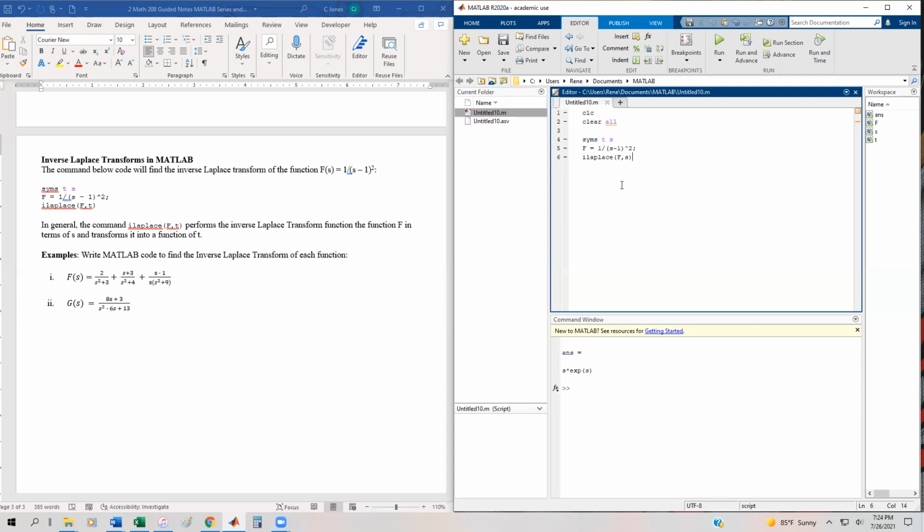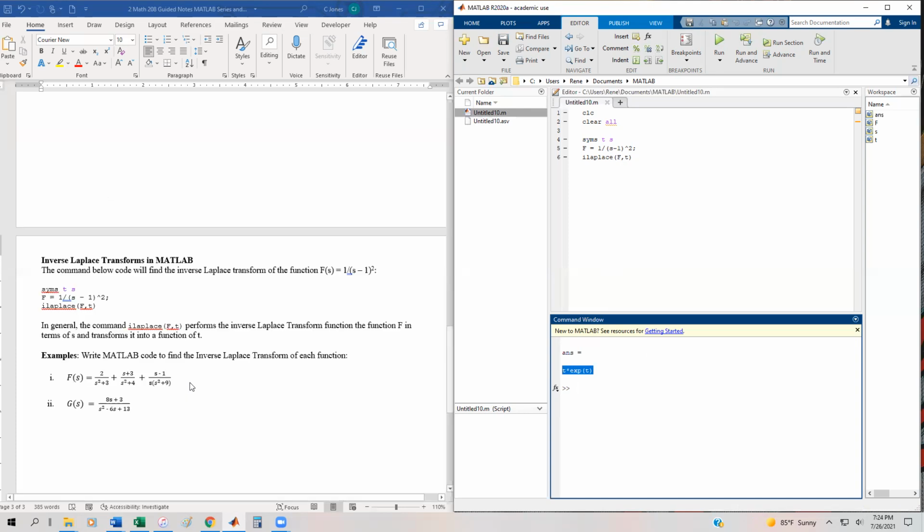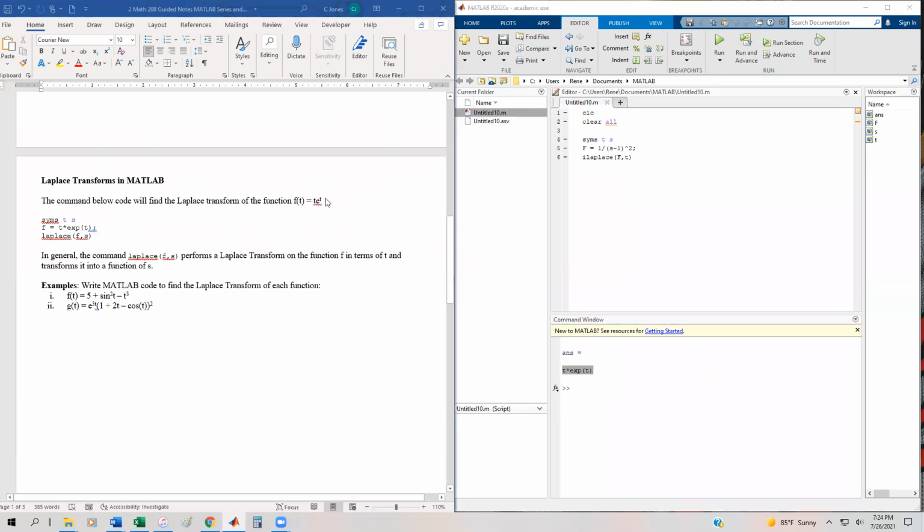And that's going to give us, oh, I should be in terms of t. Notice it put it back in terms of s, which is okay. But if we want it in terms of t, which we're more accustomed to, the inverse Laplace is t exp of t. That's pretty cool because that was the problem we just looked at before. If I ran this code, I would actually get the 1 over (s minus 1) squared.